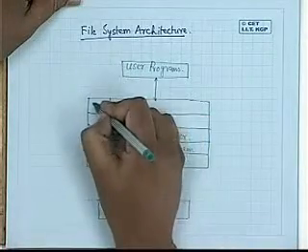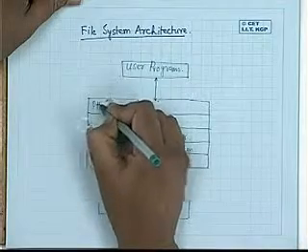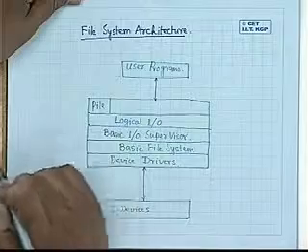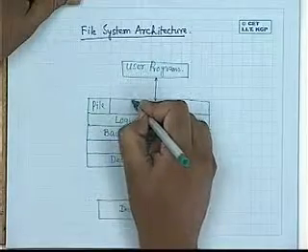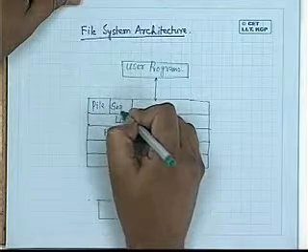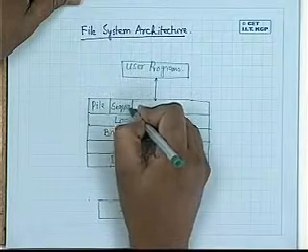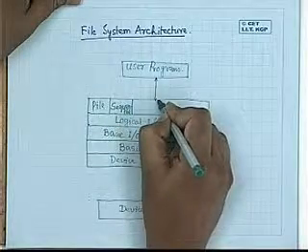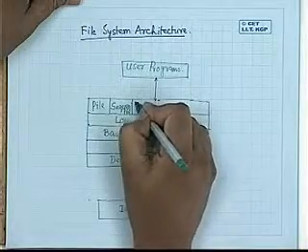One of the file structures is called a file. I'll come to what are these things. We can have a sequential file structure. We can have an indexed sequential file structure.